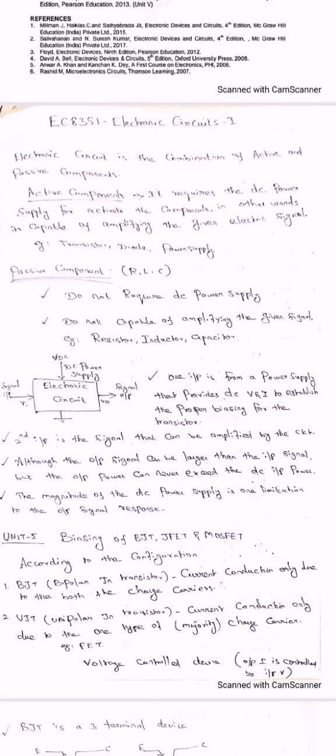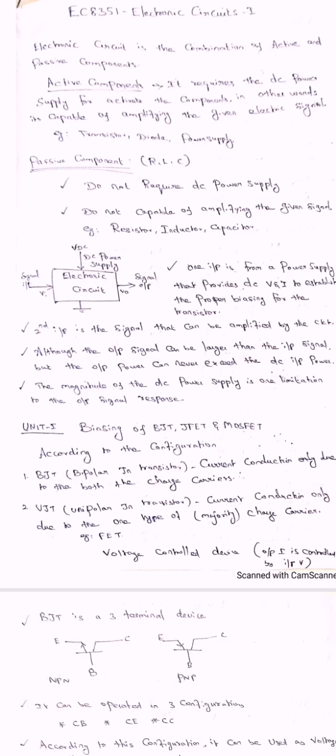So can you understand the difference? The output signal can be larger than the input signal, but the output power can never exceed the DC input power, that is, the first input. So the magnitude of the DC power supply is the one limitation to the output signal response. So is it clear from that circuit? Okay.